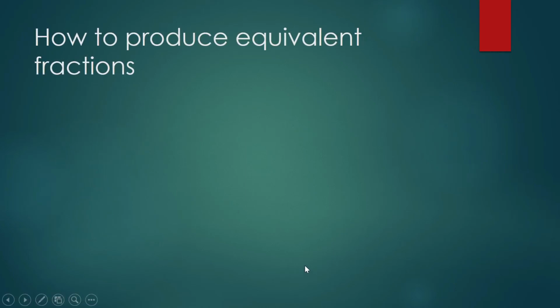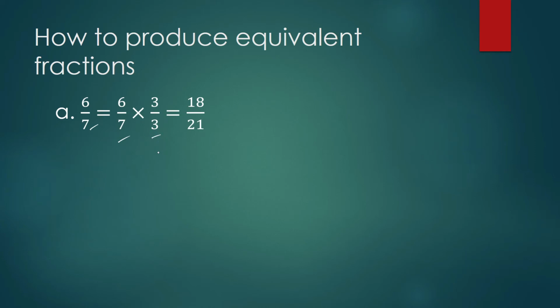How to produce equivalent fractions? So this is what you do. You multiply your fraction by another fraction that is actually equal to 1. For example, 6 over 7 is equal to 6 over 7 times 3 over 3. 3 over 3 is just 1, and so it does not affect the value of 6 over 7. And so 6 times 3 is 18, 7 times 3 is 21. So 6 over 7 and 18 over 21 are equivalent fractions.